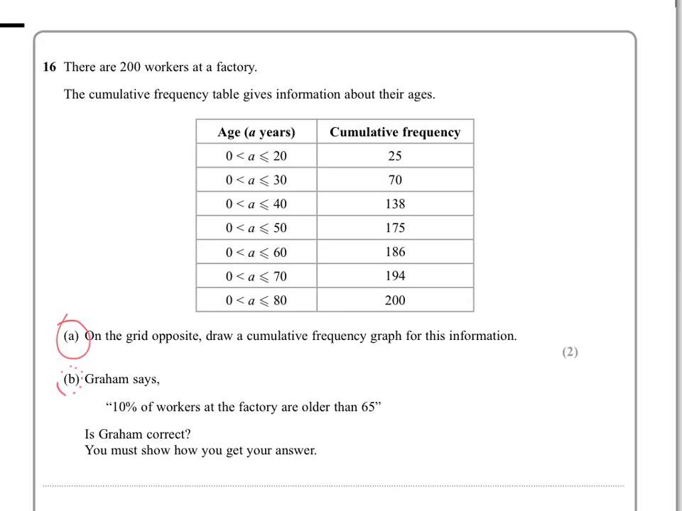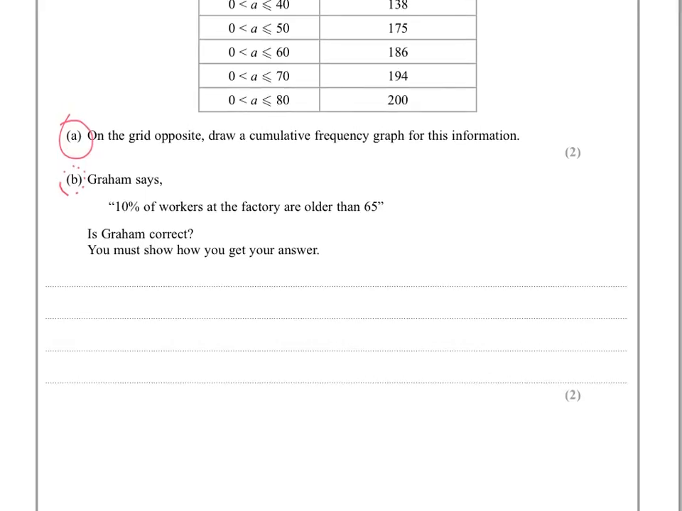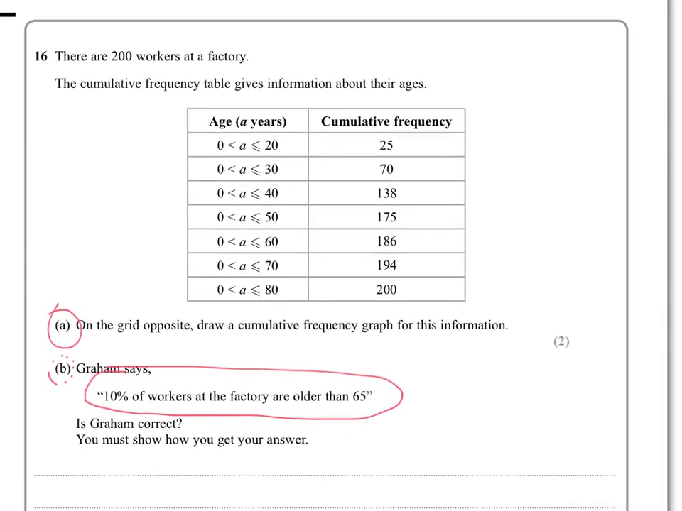Number 16, we're first of all drawing a cumulative frequency graph, and then the second part, and we'll just remember this because we'll look at it on the next slide. 10% of the workers are older than 65. Is he correct? Well, let's have a look. If you remember with the cumulative frequency graph, they've already done the cumulative frequency column for us. So they've done the first bit. So we just take these numbers and plot them on the graph.